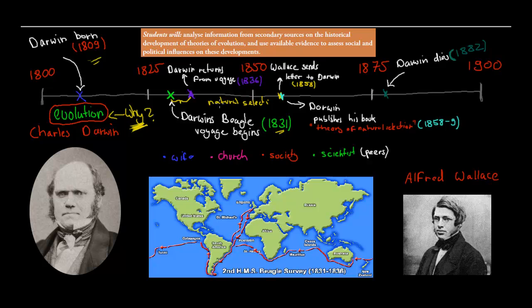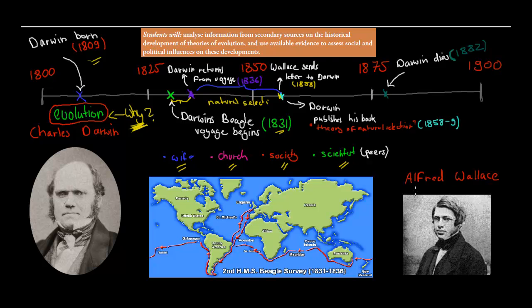It took him a long time to publish. He came back in 1836, but he published his book in 1858 or 1859, so that's 25 years later. The reason it took him so long is that there were pressures on him not to publish. His wife felt he might go to hell if he published. He didn't think the church would like his idea. He felt society wasn't ready for it, and that society would make fun of him. And also his fellow scientists, he felt they weren't happy with that idea either. So he was quite nervous about publishing, and he didn't want to.